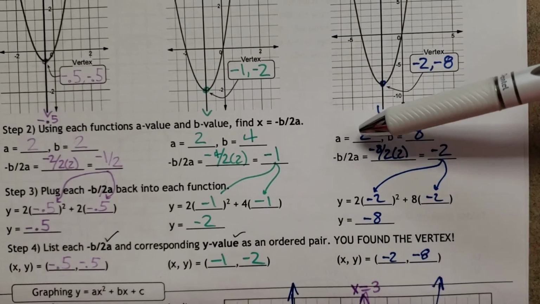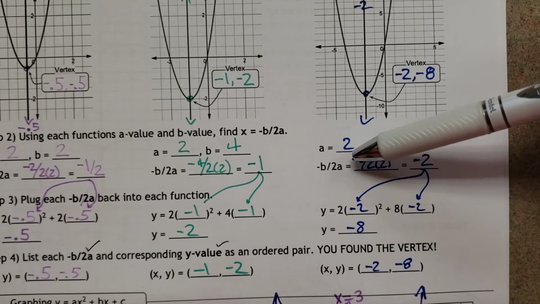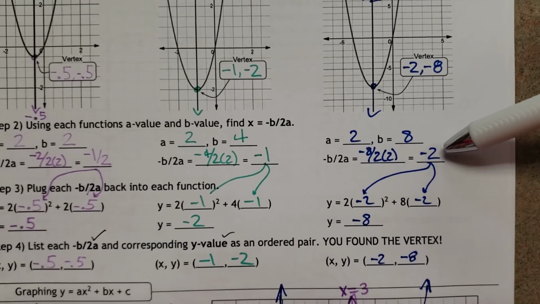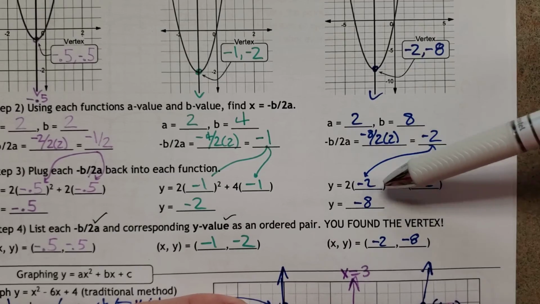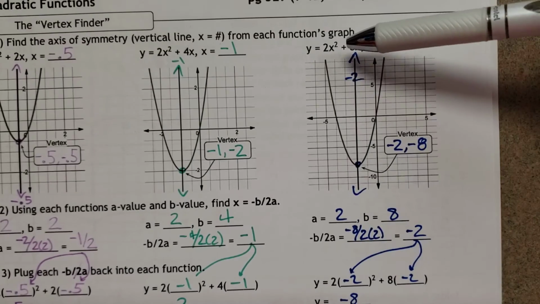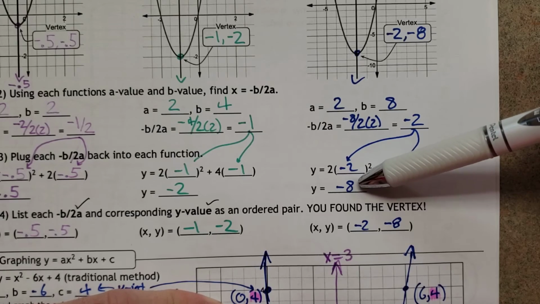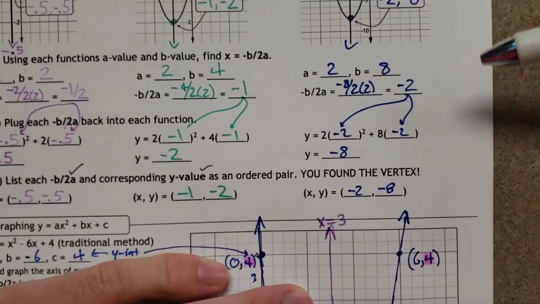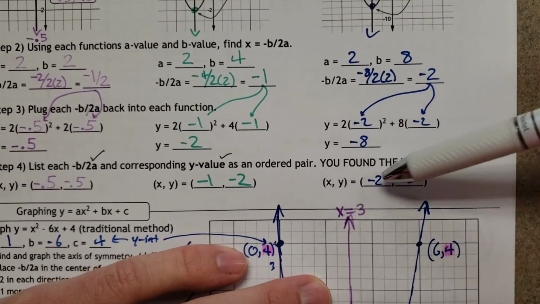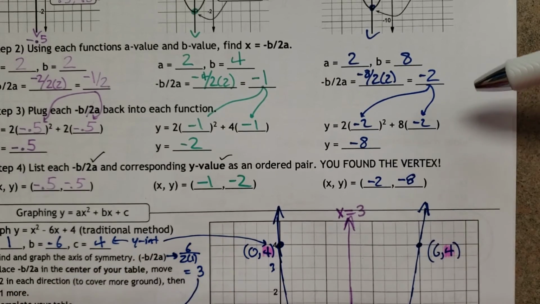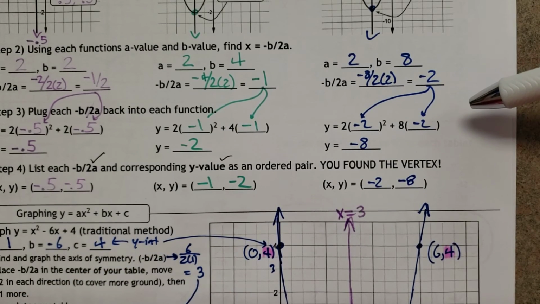Here we go. So a is 2, b is 8. Negative b over 2a gives us -2. Plug it back into the equation y equals 2x squared plus 8x. It gives us a y value of -8. And there she is again, -2, -8. The vertex finder does its job, friends.